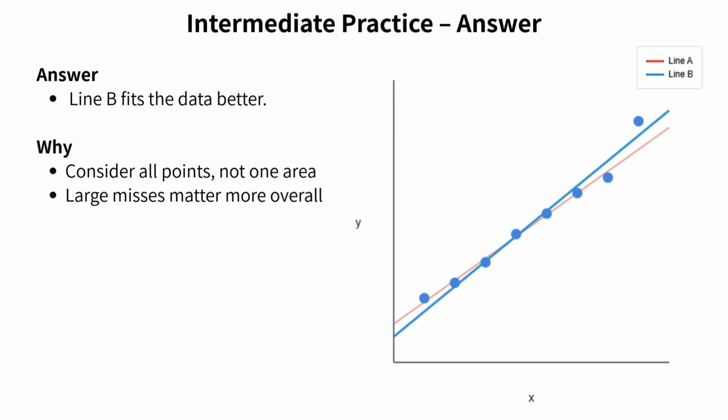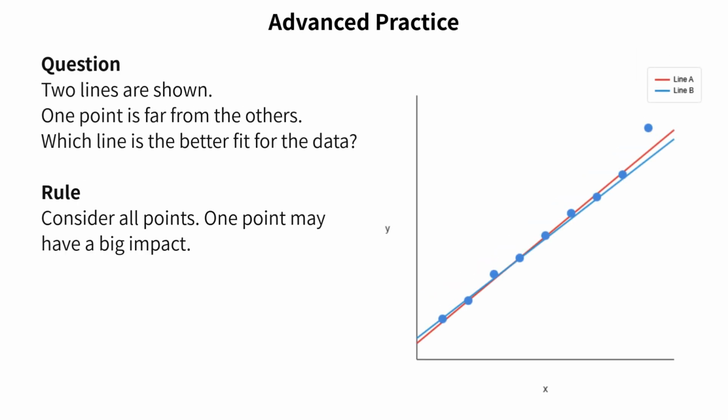This is exactly what the line of best fit is trying to do. It minimizes overall error, not just error in one region. So even if line A looks better in one spot, line B keeps the points closer as a whole. That's why line B is the better fit. On the SAT, this kind of question is not about formulas. It's about reasoning. Which line stays closest to all the points overall? Take your time with this one.